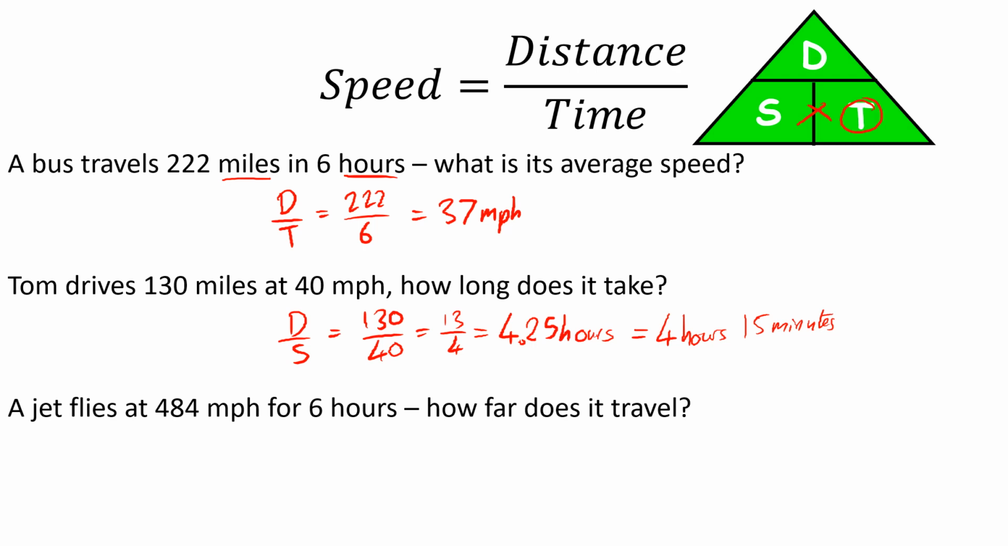Last question, a jet flying at 484 miles per hour for 6 hours. So we want to know distance this time. So if we cover up distance, that tells us to do speed times time, s times t. So we're going to do 484 times 6, which gives us 2,904, and again, miles, because we've got that in the units of our speed. So that's the basic idea.